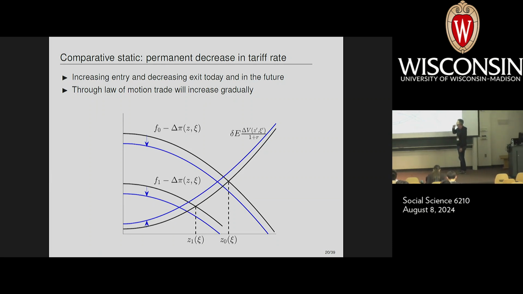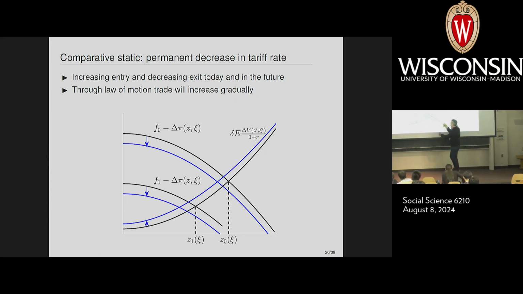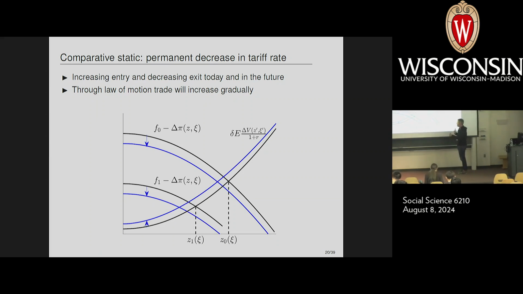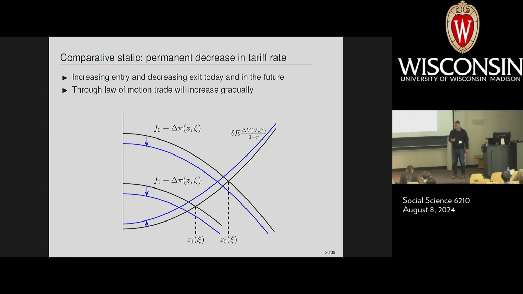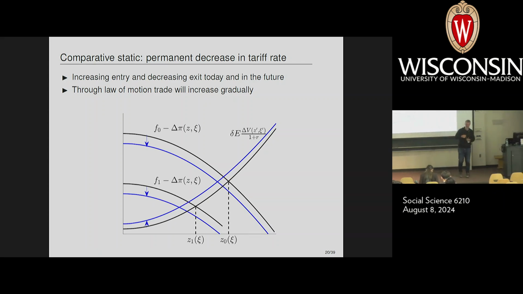That's the effect today. And then it also increases my value of being an exporter in the future, because now I get to earn more profits in the future because the tariff is lower in the future too. That shifts this curve up. And then what's that going to do? That's going to shift the break-even points off to the left. You're going to get more firms who enter. So lowering a tariff does two things. It changes the extensive margin, how many firms choose to be exporters, and it changes the intensive margin. Conditional on being an exporter, you sell more stuff.